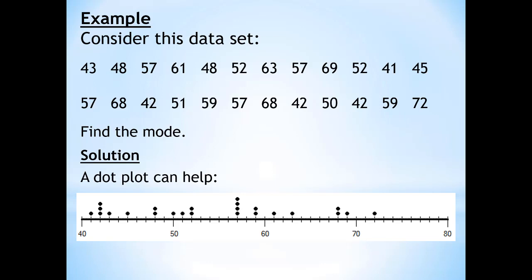The mode will be the number that has the most dots, and that would end up being 57. 57 had 4 dots, and no other data entry had as many dots. So that dot plot is a good one. It can also help you find the median, because it can help you arrange the data set in order, which is necessary to find the median.